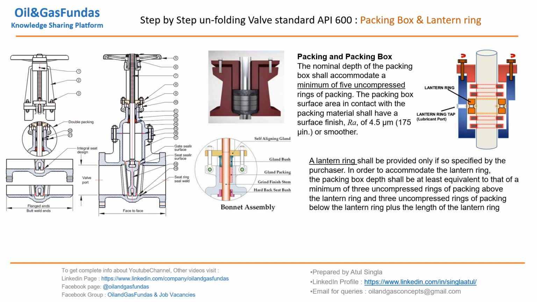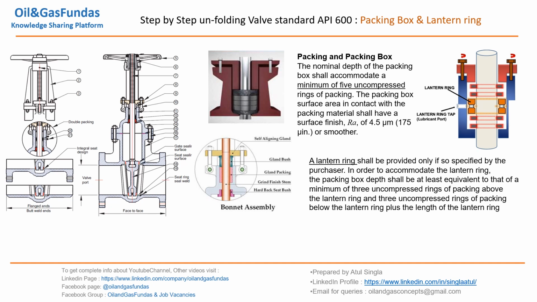Now let us see what are the various aspects which have been covered in API 600 regarding packing and packing box. If you see here in this portion there will be some packing. API 600 talks about a few things which we need to take care of while designing the packing box. The nominal depth of the packing box shall accommodate a minimum of 5 uncompressed rings of packing. Minimum of 1, 2, 3, 4, 5. 5 rings are minimum which are required. The packing box surface area in contact with packing material shall have a surface finish. So 5 rings should be there, and this much surface finish or smoother than this. So this is the main clause which has been covered here.